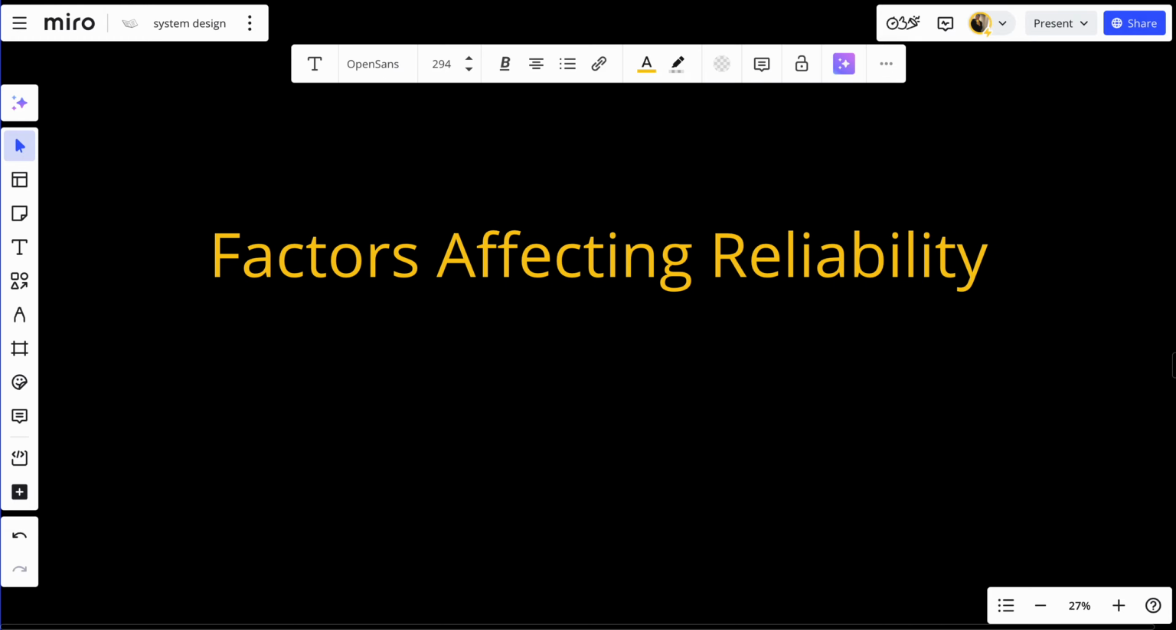So, now we need to talk about factors affecting reliability. There are several factors that can impact system reliability. We can talk about four of them right now. First, hardware failure, like physical servers or network components can fail. Second, software bugs. Issues in the code base can cause unpredictable behavior. Third, human error. Mistakes in deployment, configuration, or maintenance. Fourth, external dependencies. Third-party services or APIs your system relies on can introduce failures.